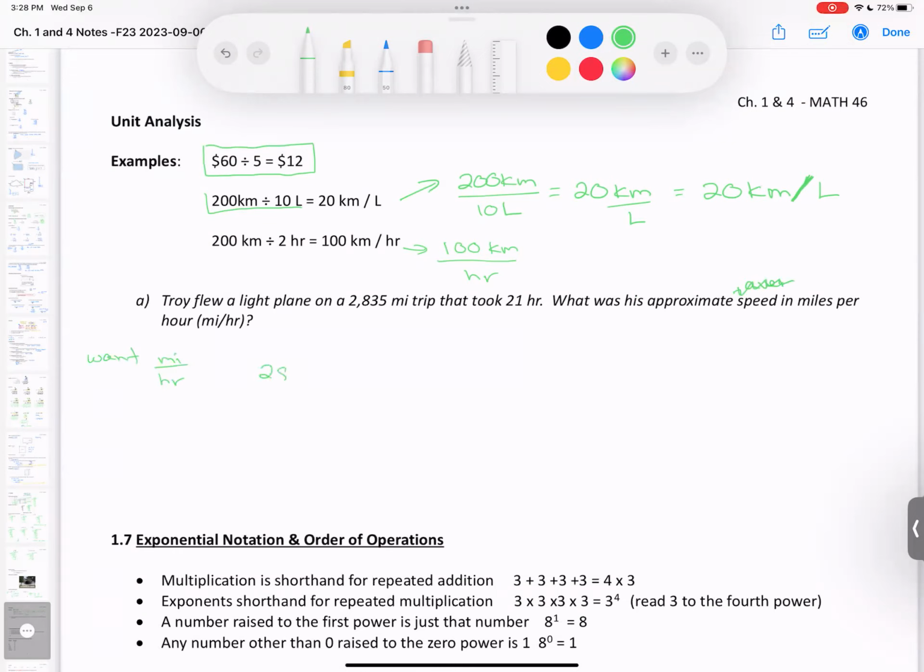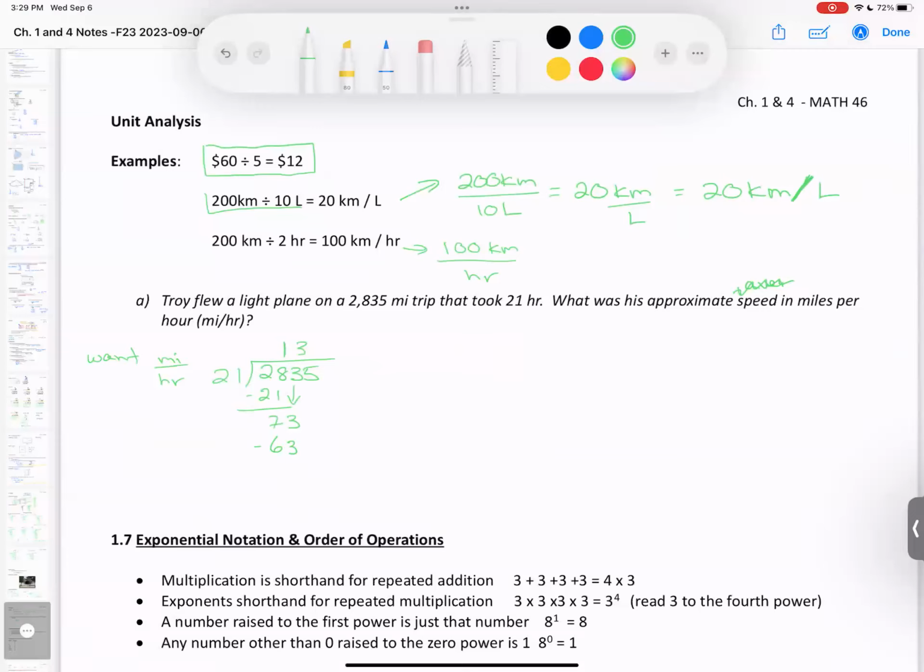So 2,835 divided by 21. And we can figure that out. 21 goes into 28 one time. That leaves us with 7 left over. We can drop the 3. 21, how many times can we fit 21 into 73? We could go 3 times for 63.